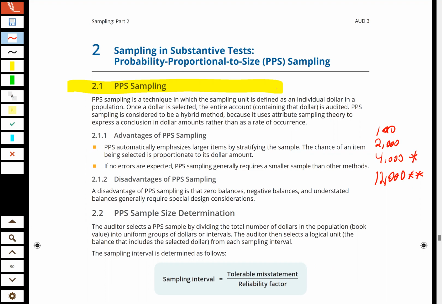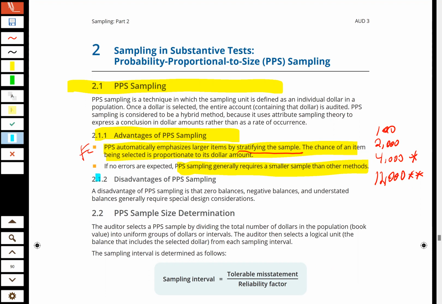So now when you look at advantages of PPS, it automatically emphasizes larger amounts. So it automatically does what? Automatically stratifies the sample. Okay. Also, if no errors are expected, then PPS can give us smaller sample sizes. Because again, look what happened with Michael's. I only have to send out one confirmation. I'm getting to what? Confirm $2 in my account balance. Okay.